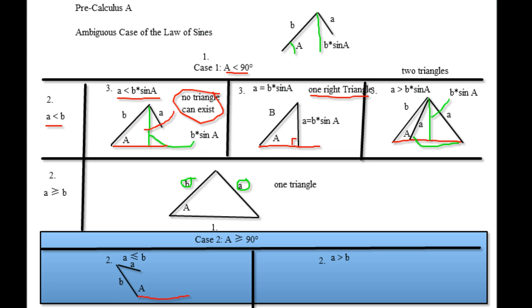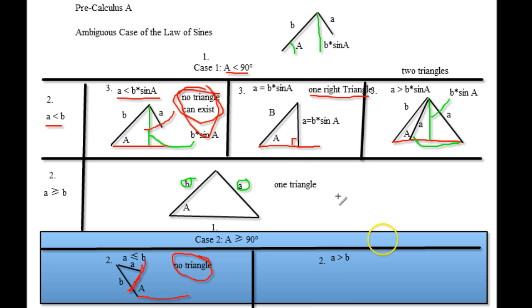If A is less than B, no matter how hard I try to swing it, no matter what I do, nothing's going to happen. So this one's going to be no triangle works. This is another situation that's a lot like the one up here, where no triangle can exist, so I don't have to finish this problem because there's no possible way of finishing it.